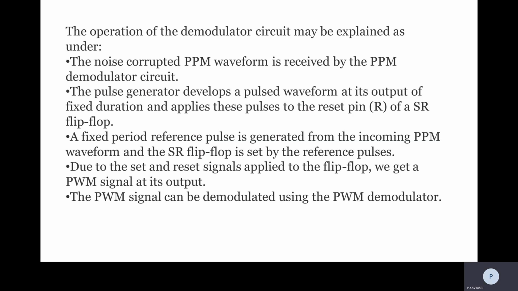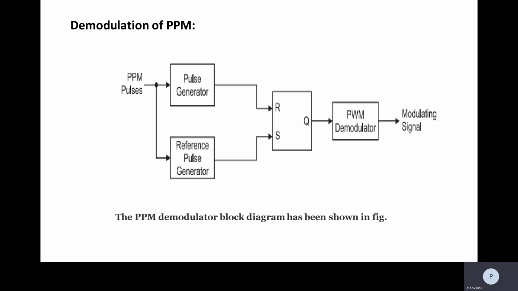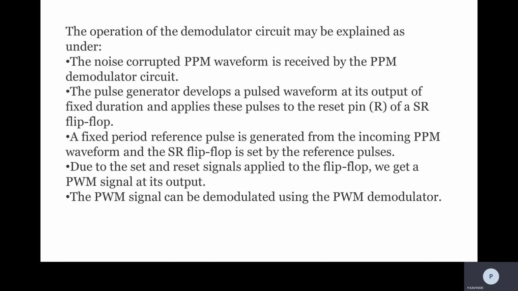So now we will see the operation of a demodulation. The noise corrupted PPM waveform is received by the PPM demodulator circuit. Here you can observe the pulse generator. The pulse generator develops a pulsed waveform at its output of a fixed duration, and that is applied to the reset pin of an SR flip-flop.